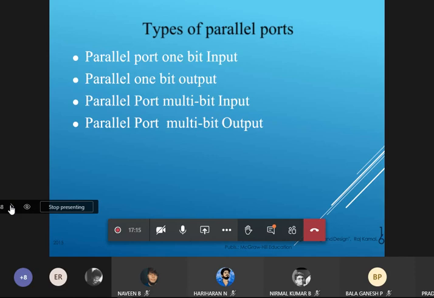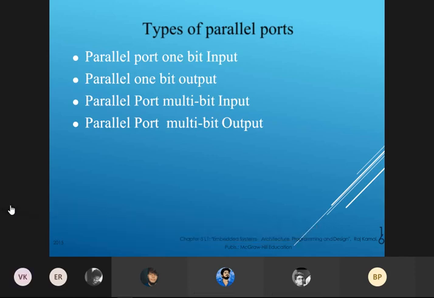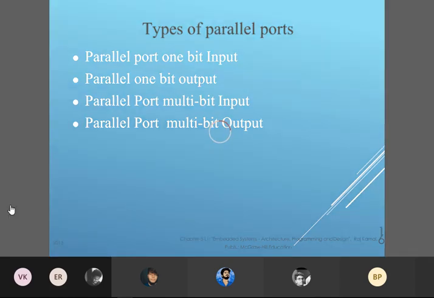And the types of parallel port: parallel port 1 bit input and parallel 1 bit output, and parallel port multi-bit input and parallel port multi-bit output.